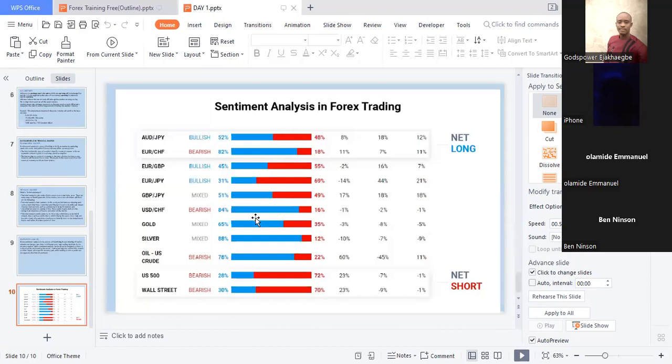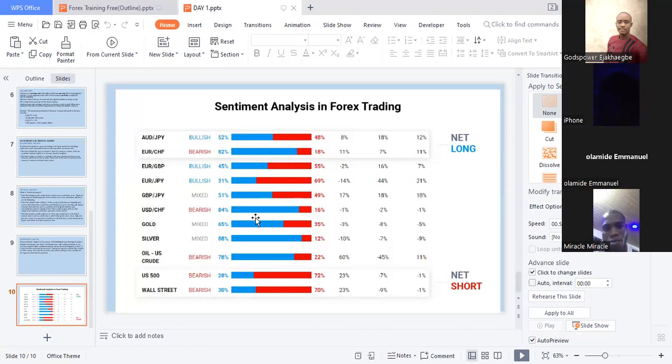Sentimental analysis. See why I don't like sentimental analysis. You are using people's prediction to predict the market, which is not accurate. For instance, AUD JPY is going on the buy. You will now go and enter the market as a buy. If there's one thing I don't like about some traders, is the fact that they get confused. In this business, you must have a strategy that works for you.